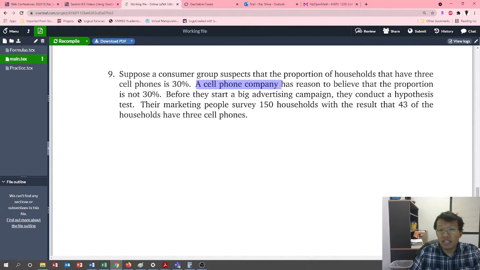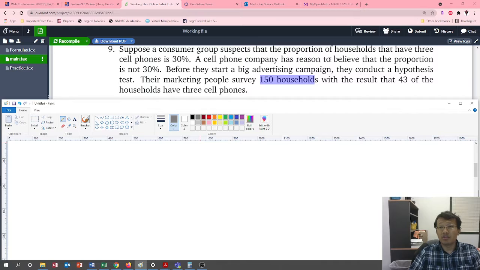A cell phone company has reason to believe that the proportion is not 30%. Before they start a big advertising campaign, they conduct a hypothesis test. Their marketing people survey 150 households with the result that 43 of the households have 3 cell phones. A cell phone company has a reason to believe that the proportion is not 30%.